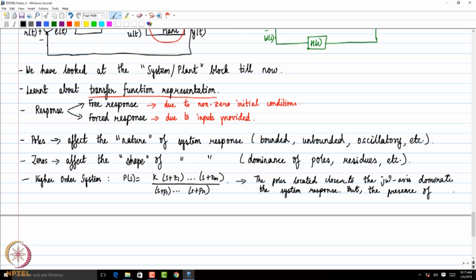Because if you have zeros close to these dominant poles, obviously the dominance is going to be reduced. As we go along, we'll look at more examples of such zeros which would influence the dominance. Let me put dominance within quotes. Okay, so that's what this is.